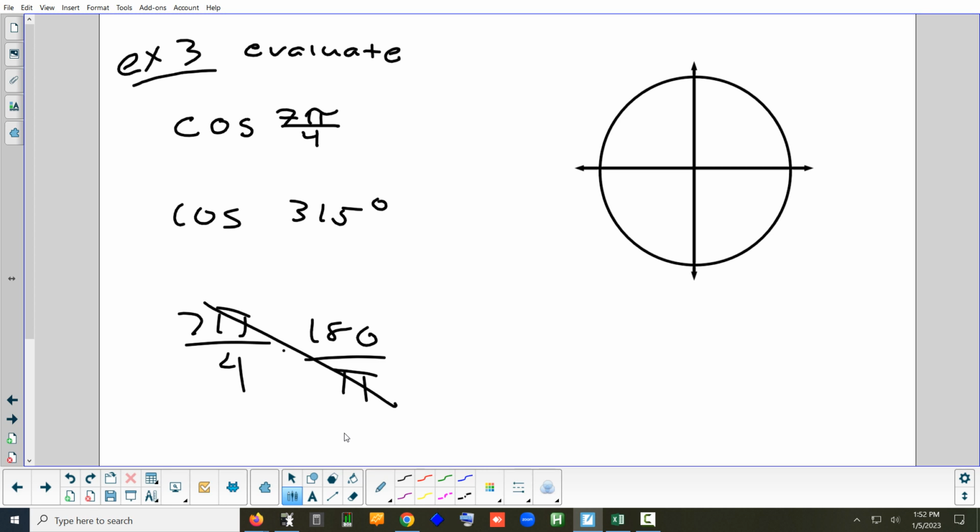Okay, so 315, that's exactly 45 degrees after 270, but it's 45 degrees before 360. So it's right in the middle. They're not always going to be right. Okay, we're going to do some next that are not.